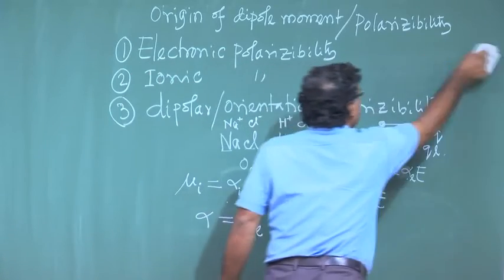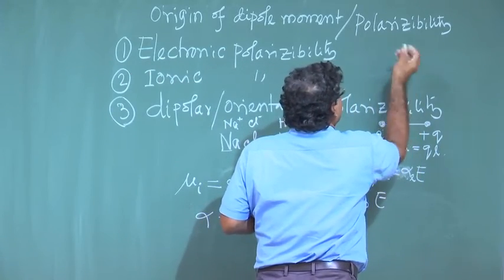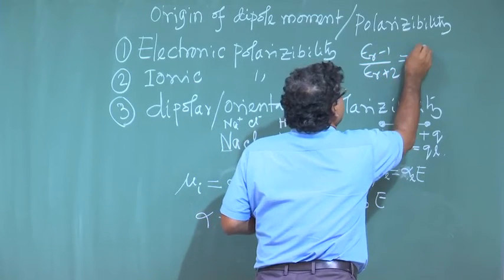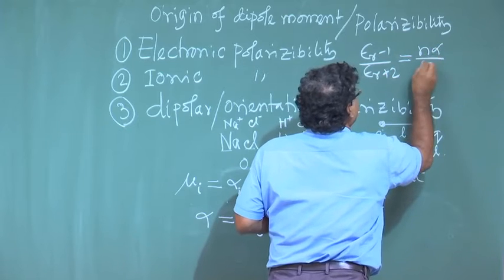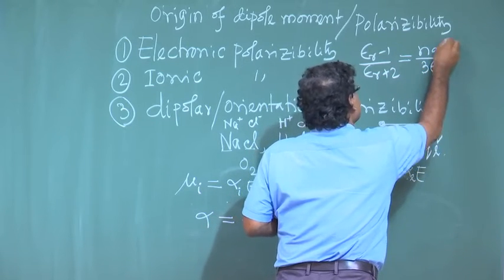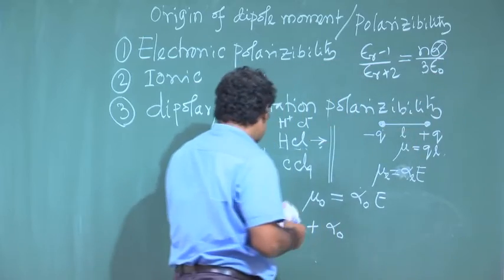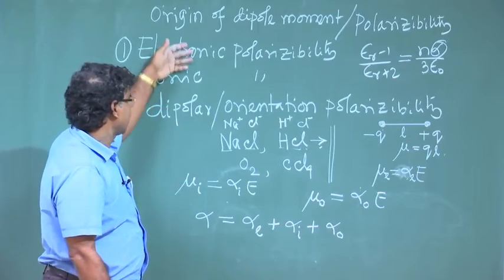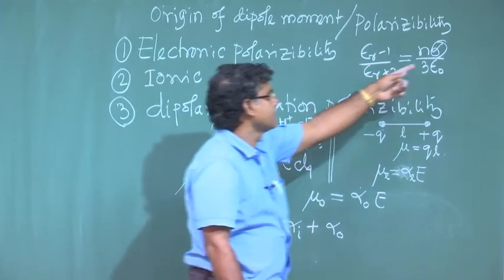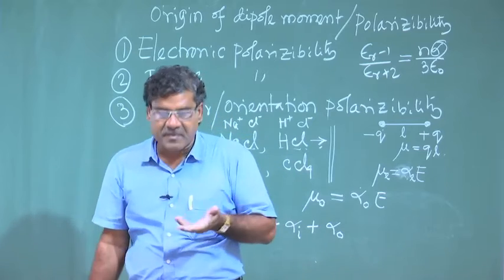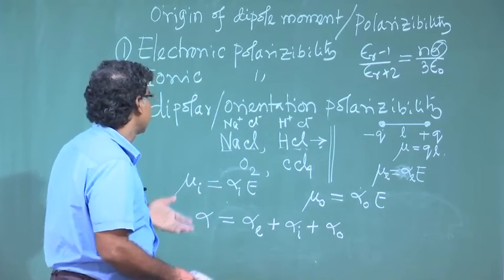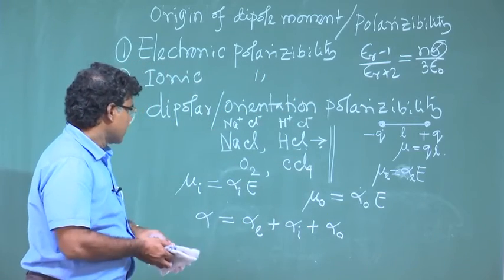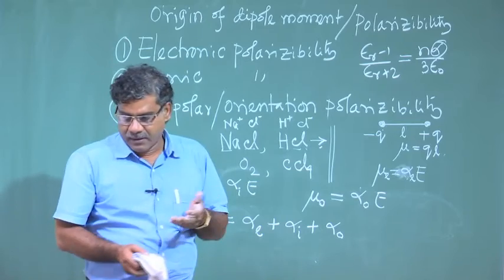So, we wrote n alpha. So, epsilon r minus 1 by epsilon r plus 2 equal to n alpha by 3 epsilon 0. So, this is the alpha whatever we are discussing. Okay. Now, you see there are 3 contributions in this alpha, but it depends on the material. In some materials there may not be contribution from some of them or one of them.